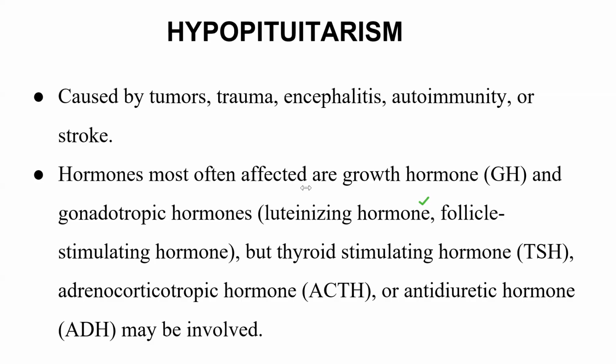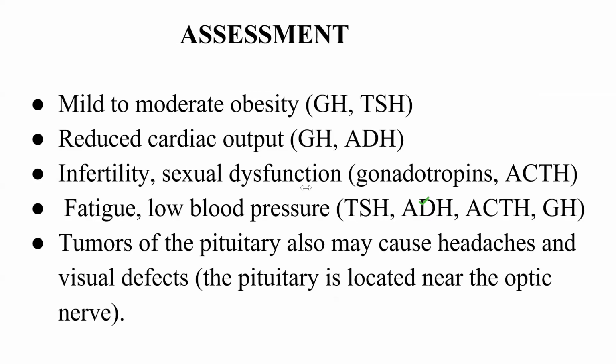So, which hormones are not produced appropriately? It is basically the growth hormone, that's the GH, and the gonadotrophin hormones, which help in producing two other hormones, the luteinizing hormone and the follicle stimulating hormone. But please note that the thyroid stimulating hormone, that's the TSH, and the others may not be involved in this case. Okay, so what are the assessments?